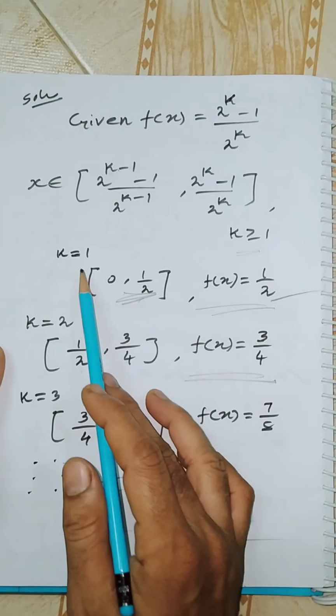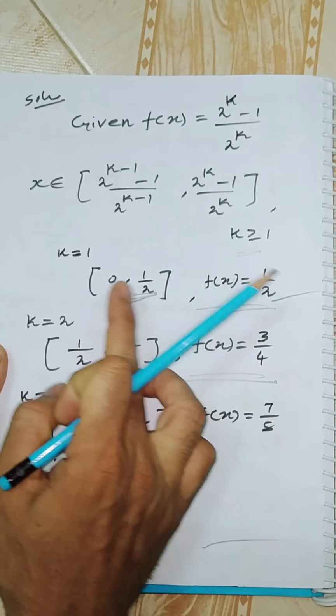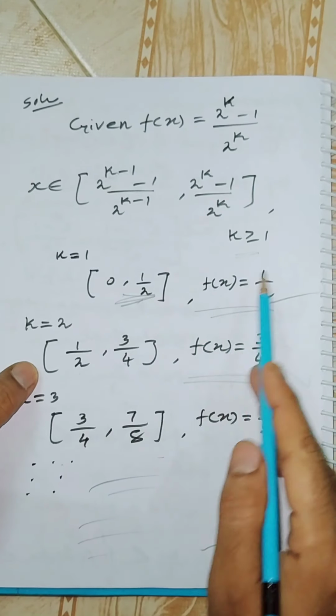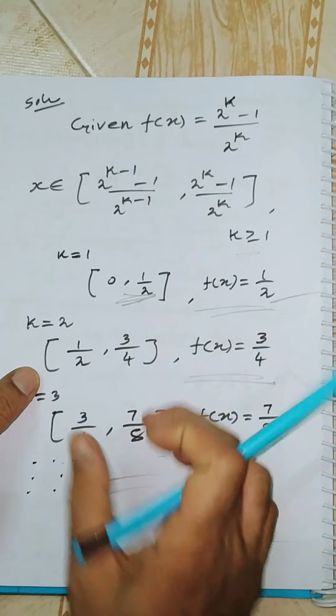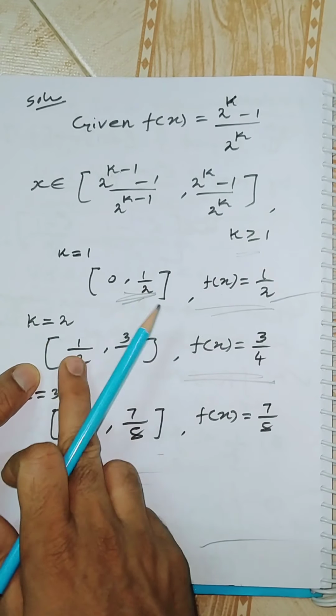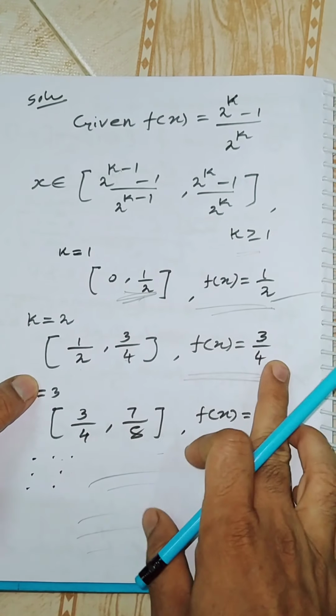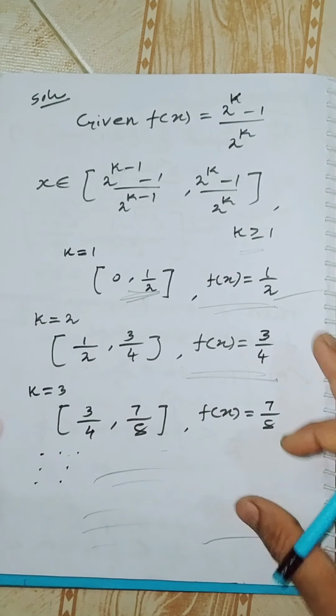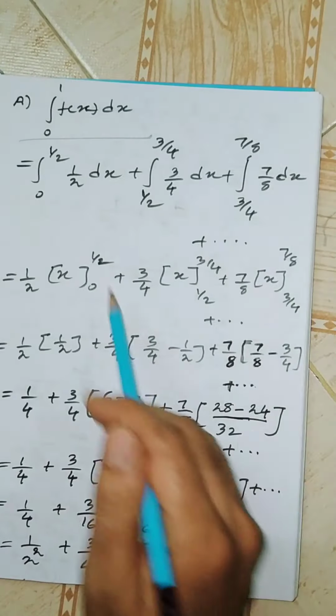Just now we have seen the k values. Suppose k equal to 1, and this is the closed interval 0 to 1 by 2. The corresponding function is 1 by 2. This is the closed interval for k equal to 2, that is 1 by 2 comma 3 by 4. Corresponding function this. So using this, I am going to integrate like this.